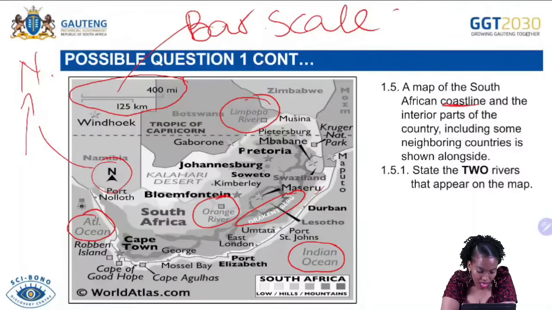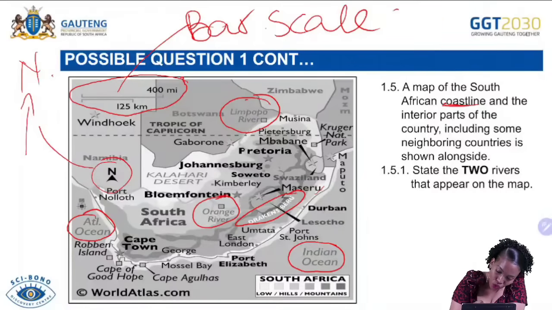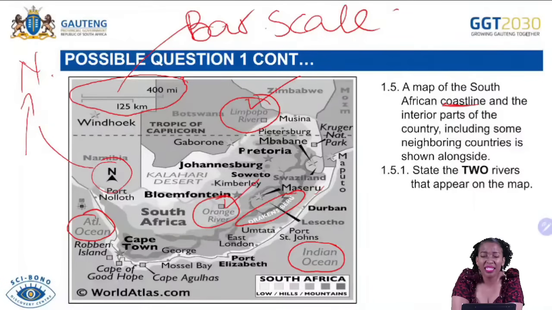Let's look at the question then. The question says, state 2 rivers that appear on the map. I've already mentioned the rivers. It is the Limpopo River and the Orange River.